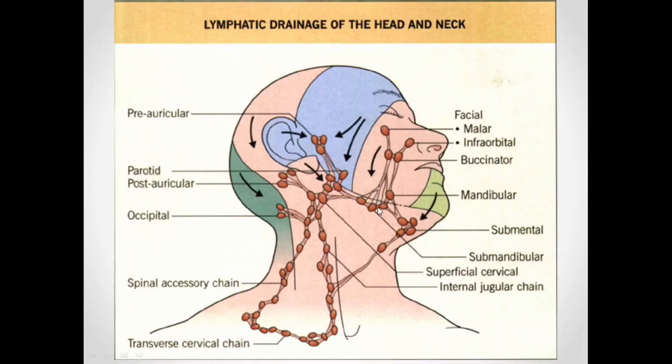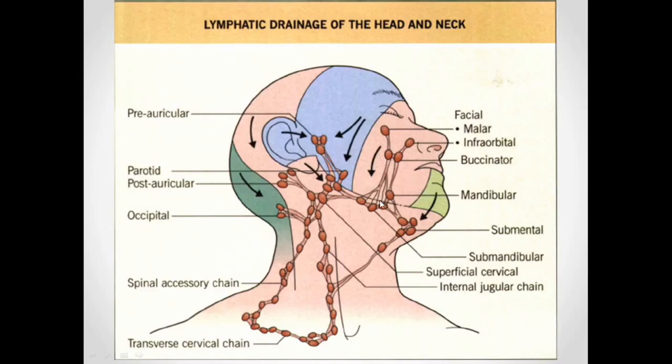Then submandibular lymph nodes. Submandibular drain the cheeks, nose, paranasal sinuses, all the teeth except the incisor teeth. Also all the face except what? The central part of the lower lip. Also the tongue except the tip of the tongue, and the floor of the mouth.